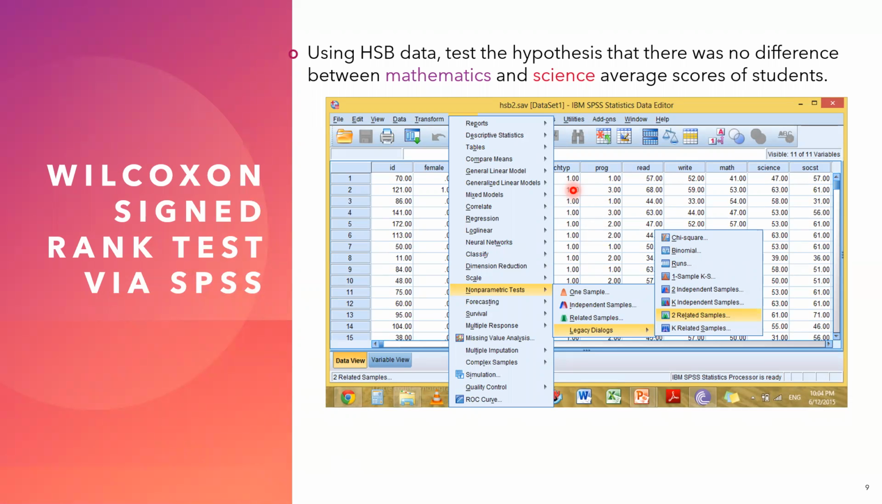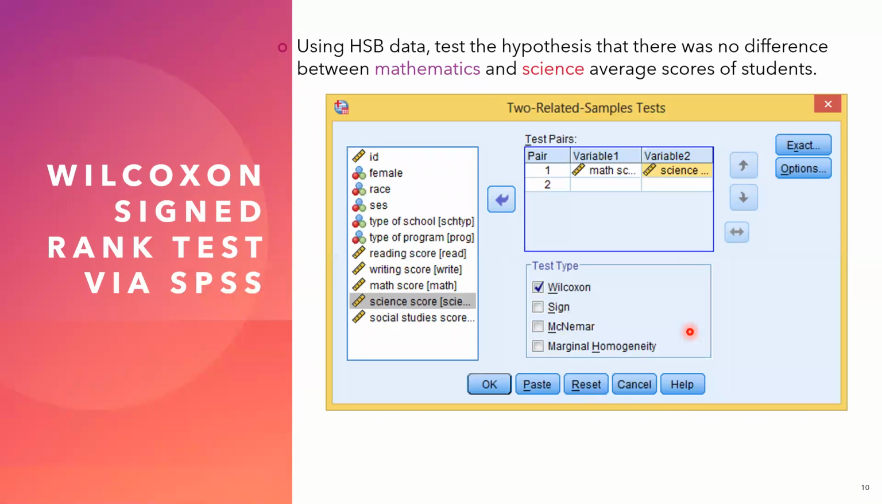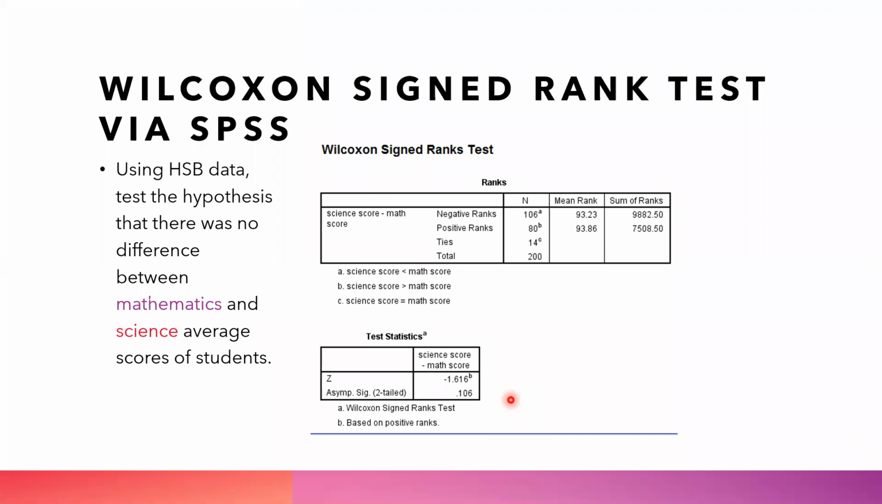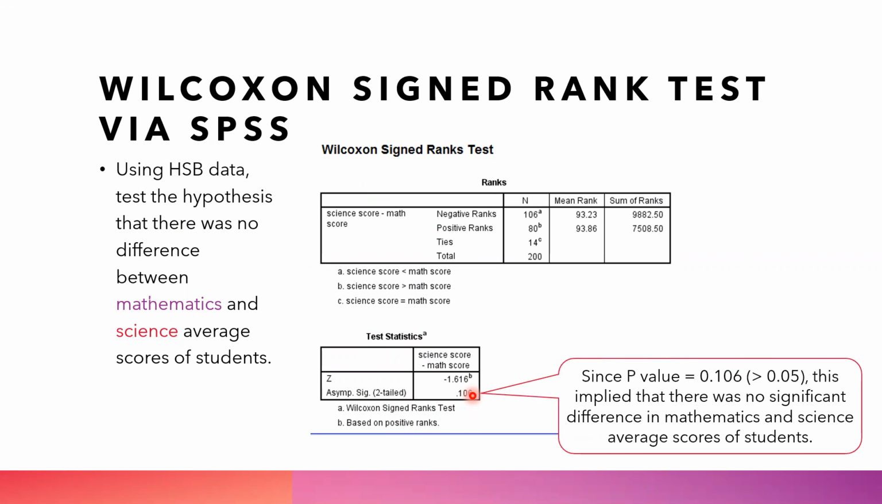So we will have to go to Analyze, Nonparametric Tests, Legacy Dialogs, and 2 Related Samples. In the Two Related Samples, just like the t-test, we will transfer the math and science scores, which are our variables of concern. We are going to apply the Wilcoxon test. Press OK. When you press OK, we will see the p-value. The p-value is in the second table, which is 0.106, which implies that we fail to reject the null hypothesis, and we will say there was no significant difference in the mathematics and science scores of students.